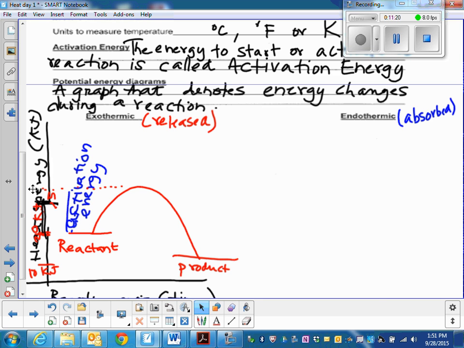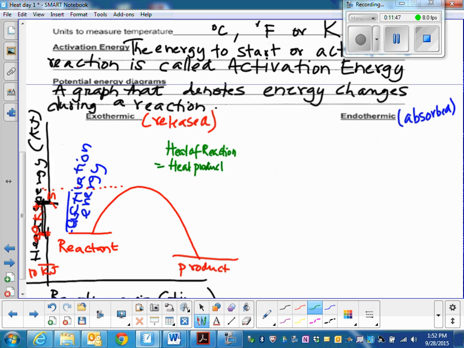Now, during my reaction, heat of reaction, all right? During my reaction, heat is either released or heat is absorbed. So what is my final product? My heat of reaction is always my heat of product minus heat of reactant. What is my heat of product again? What was my number? 10. Minus, what was my heat of reactant again? 20. What is 10 minus 20? Negative 10.